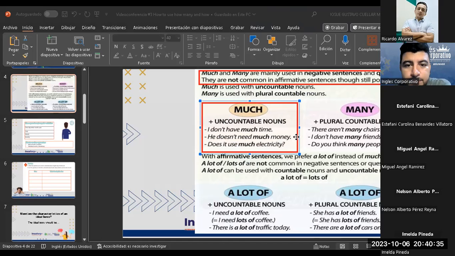He doesn't need much money. Yep. Does it use much electricity? Perfect. Thank you. Good pronunciation.